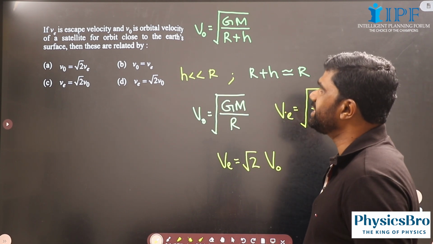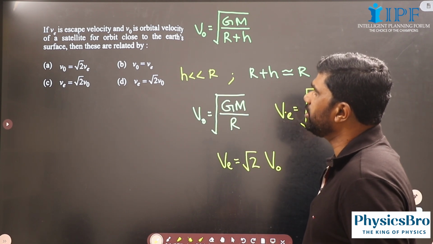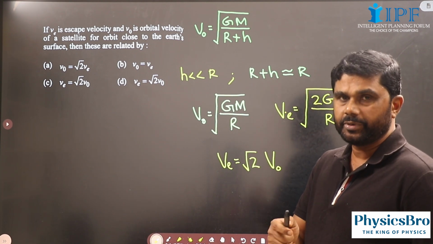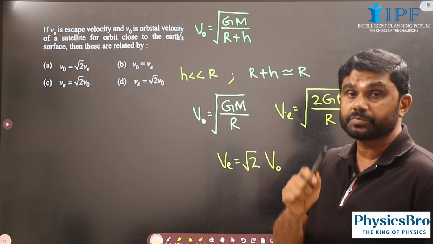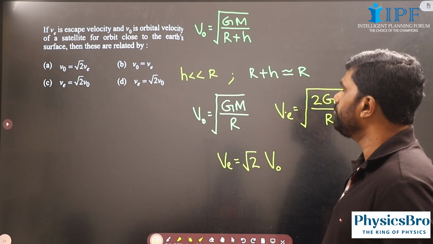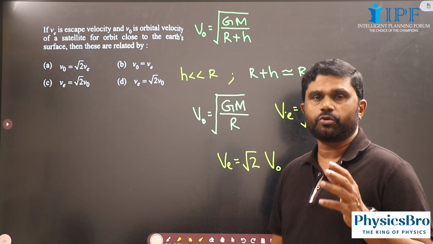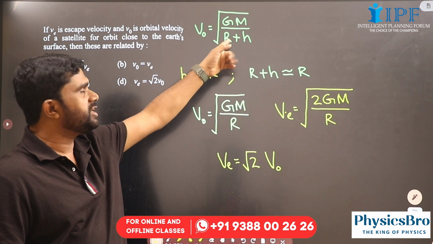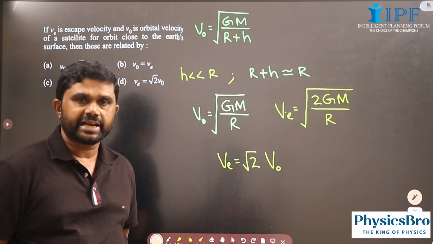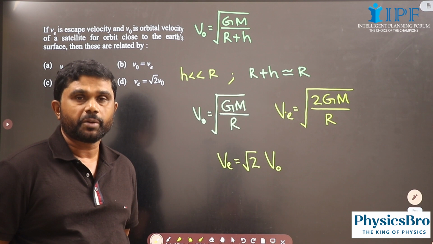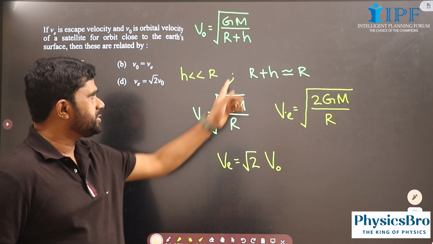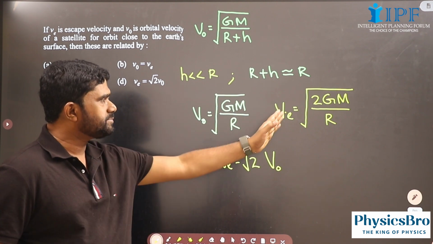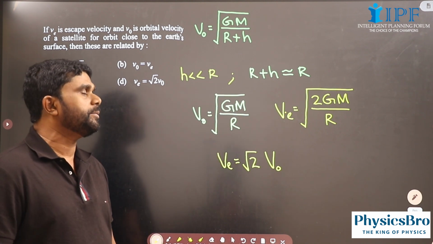If Ve is the escape velocity and Vo is orbital velocity of a satellite for orbit close to the Earth's surface, it's called a minimum orbit. So Vo is called first cosmic speed. Then these are related. Vo, that is the orbital speed of a satellite at a height h above the surface of Earth, is given by root of GM by R plus h. But the height of the satellite in this case is very negligible. So R plus h will be nearly equal to R. Vo equal to root of GM by R. This is Vo. And escape speed is V equal to under root 2GM by R.